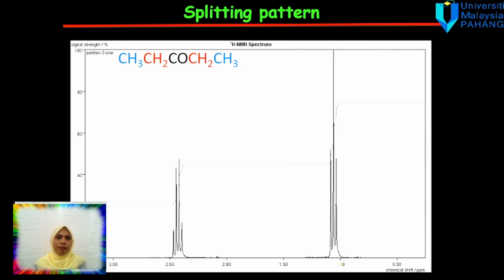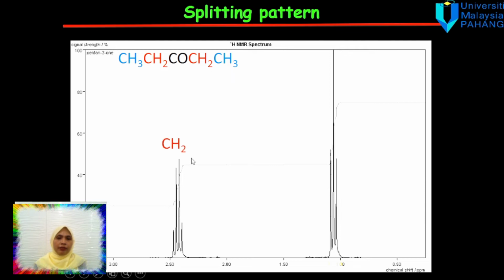Which one appears in the upfield, and which one appears in the downfield? Based on this chemical shift, this signal will appear in the upfield, in front of the scale of the NMR spectrum, and this one followed by this one, which is more downfield because it is directly attached to the C=O. We can see this in this way.